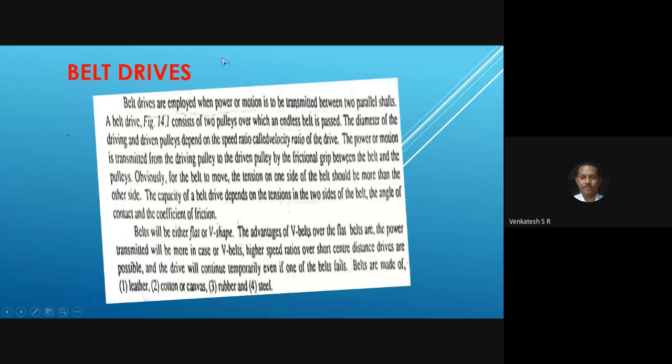First, you write down belt drives. Belt drives, underline that. Belt drives are used to transmit the power.